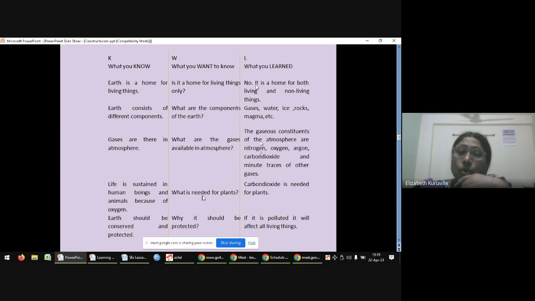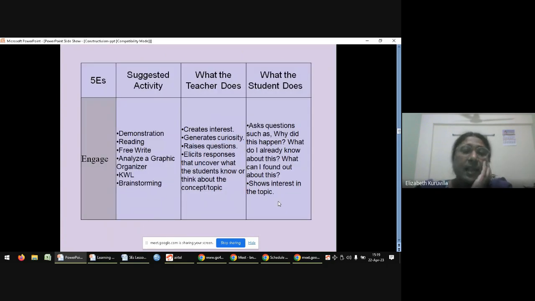What do they want to know? What is needed for plants? Carbon dioxide is needed for plants. Next, what they know: Earth should be conserved and protected. Why should it be protected? They want to know. And they learn that if it is not protected, it will affect all human beings. So this is the KWL lesson plan.